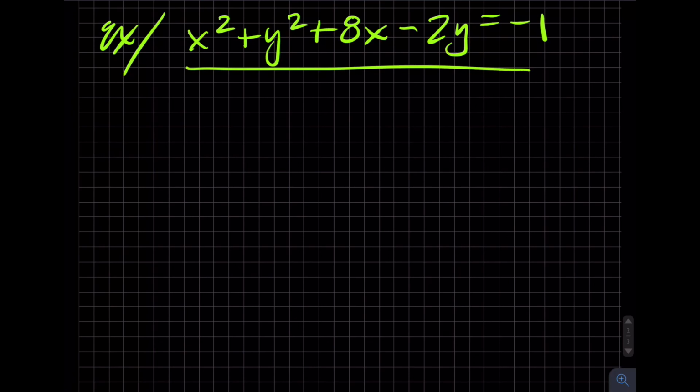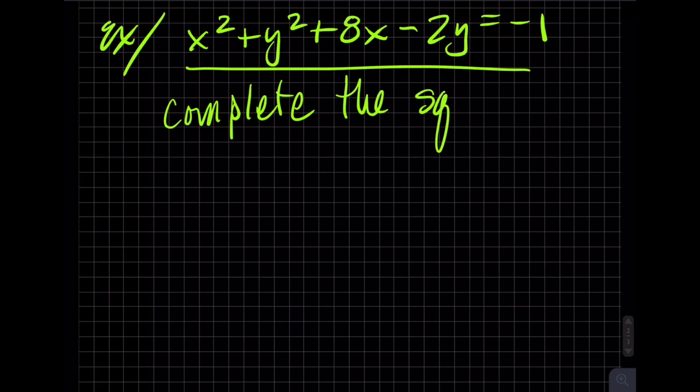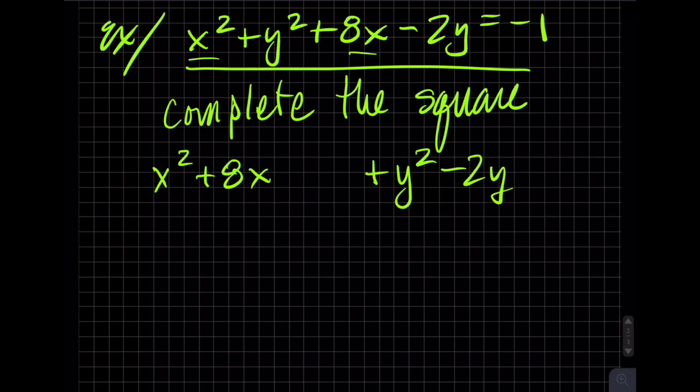So what we need to do is we need to complete the square. And hopefully you spent some time, if not an abundant amount of time, in high school working on this. But we are going to complete the square. So I'm going to group my x terms, x squared plus 8x, and I'm going to leave a little space here. And then I'm going to group my y terms, leave another space here, and have this -1.